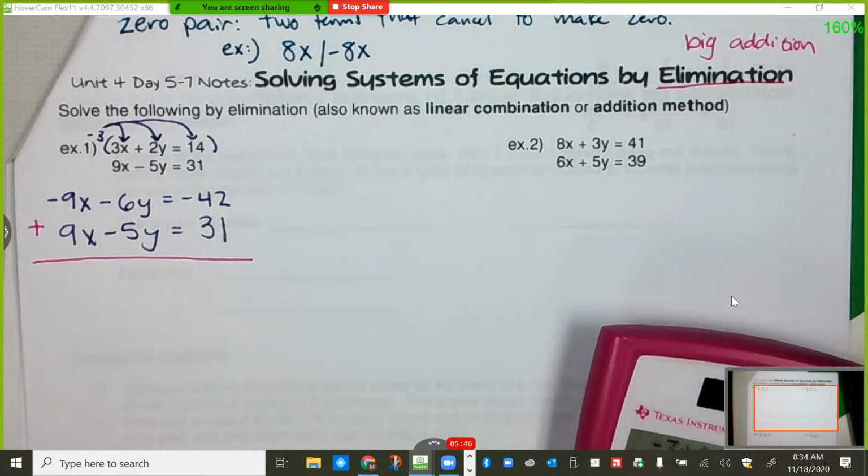I'm probably the only teacher in the world that calls it big addition, so I don't know why. It's just what makes me remember it. When I think of elimination, this is what I think of, not elimination.